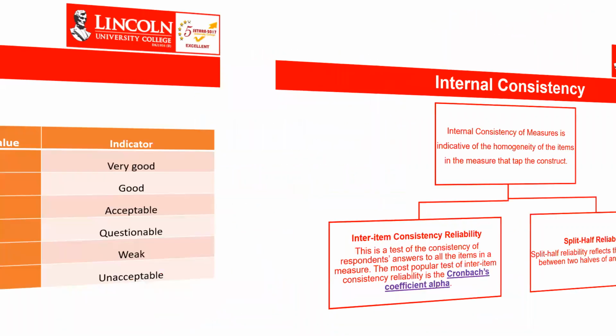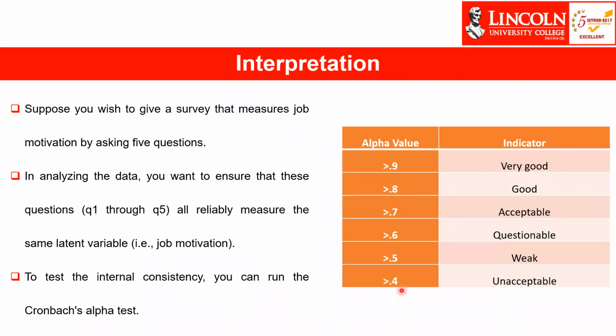Suppose you wish to give a survey that measures job motivation by asking 5 questions. In analyzing the data, you want to ensure that questions 1 through 5 all reliably measure the same latent variable, which is job motivation. To test the internal consistency, you can run the Cronbach alpha test.